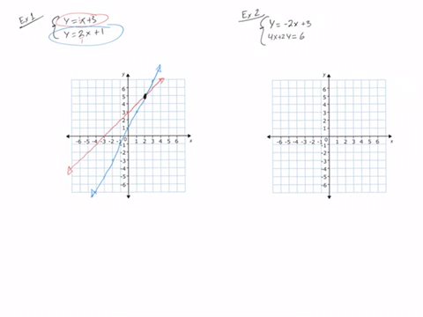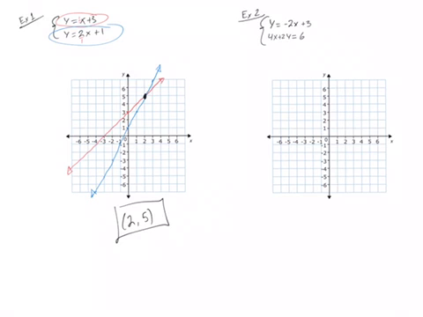I didn't draw it very good, but that is the point where the x is 2 and the y is 5. And that is my answer. And if you plugged this point into either one of these equations, they would come out to be true. Okay.